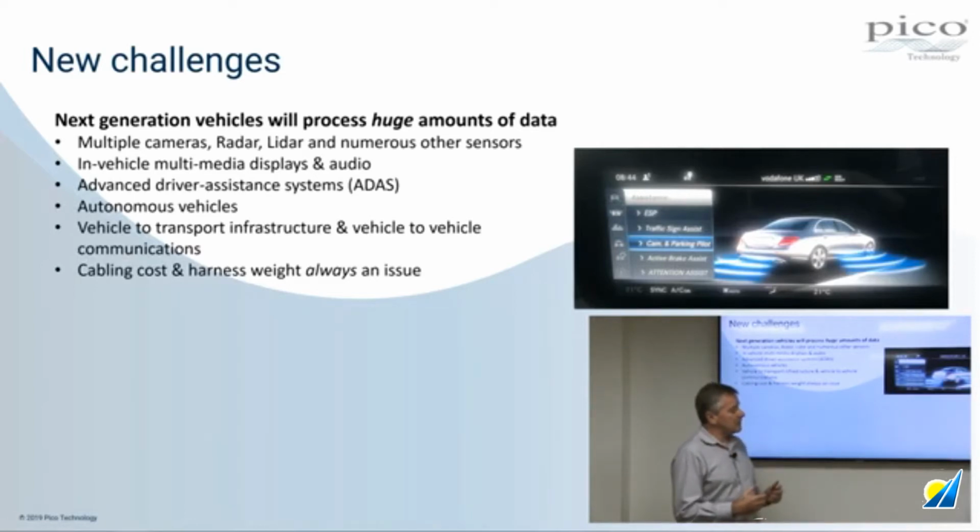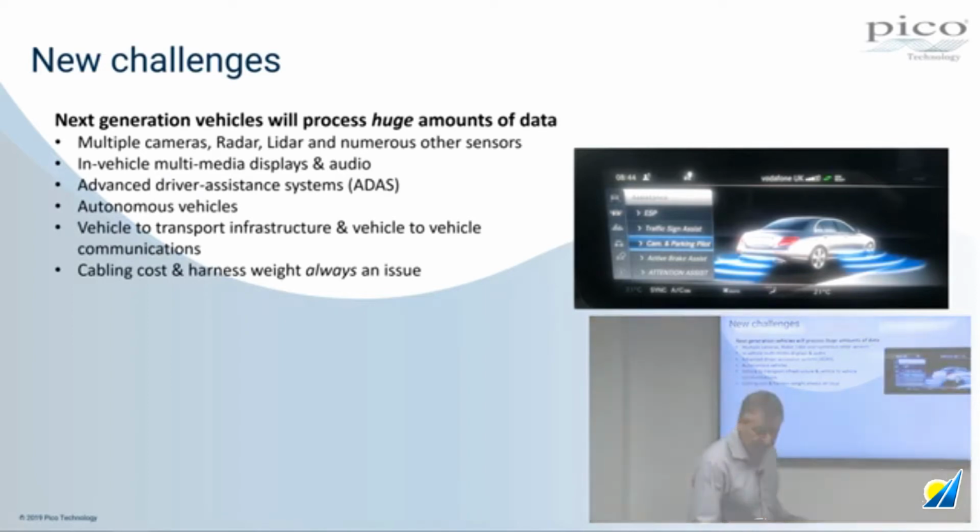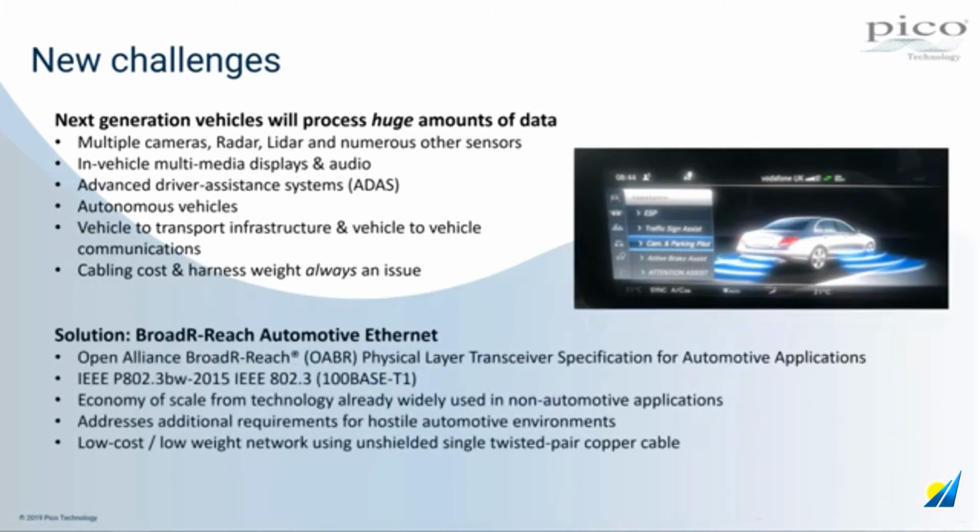So the industry needs to find and adopt a new standard. And of course it's fairly widely reported that the standard of choice that the industry is clustering around now is the BroadR-Reach Automotive Ethernet. It's a standard that's been adopted by the IEEE as the 100BASE-T1 standard, and it is something that is promoted by the Open Alliance BroadR-Reach physical layer transceiver specification.